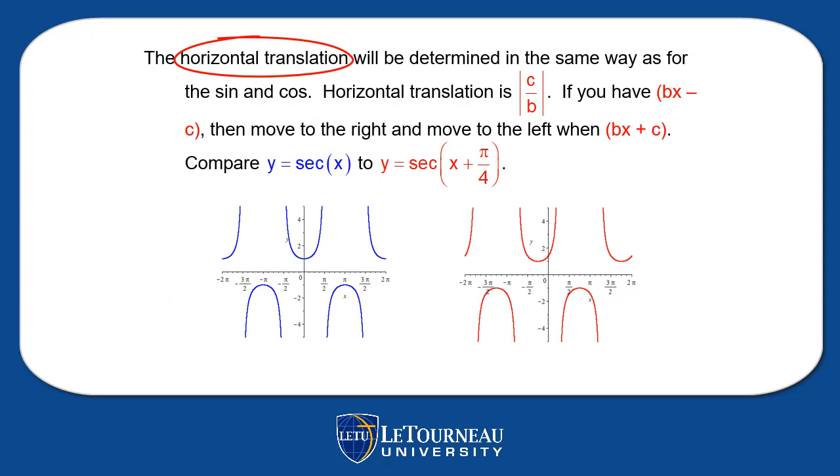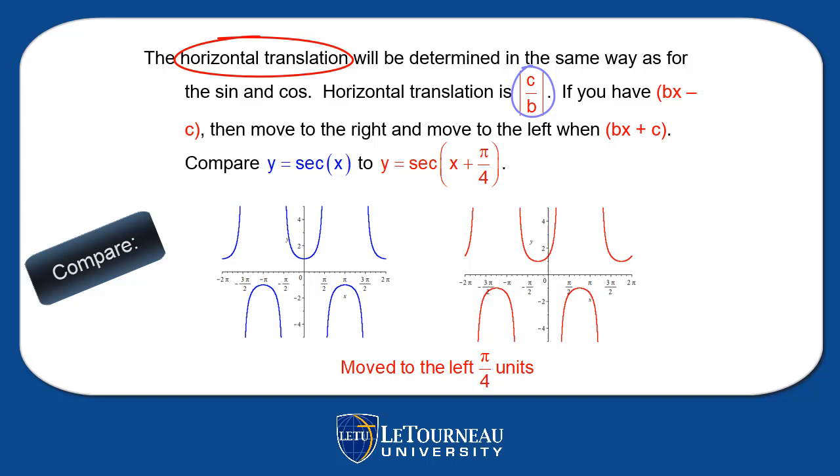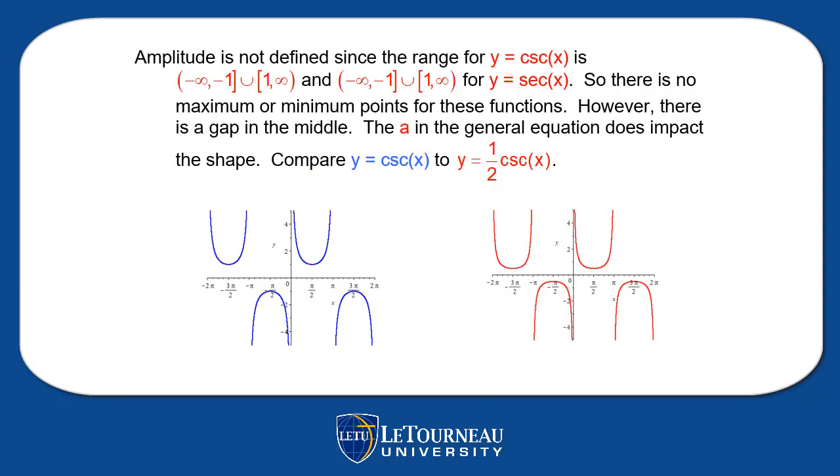The horizontal translation will be determined in the same way as for the sine and cosine. Horizontal translation is c over b. So if you have bx minus c, move it to the right, and move it to the left when bx plus c. Compare these graphs here for y equals the secant of x.